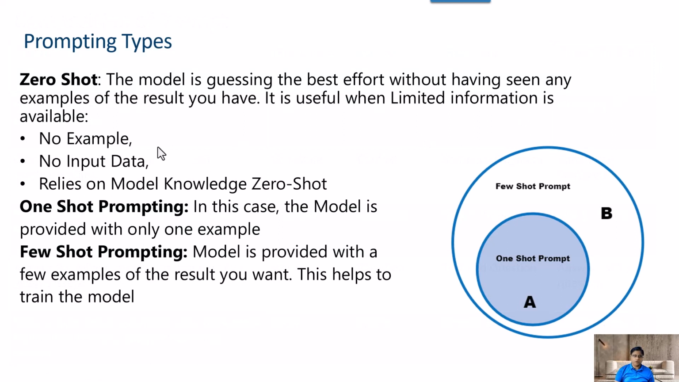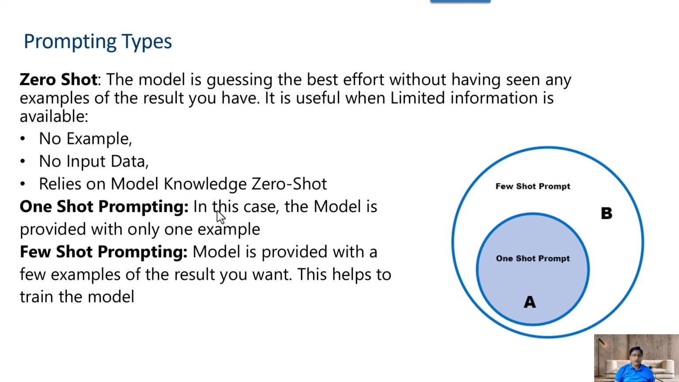Prompt types. So there are 3 prompt types: zero shot, one shot, and few shot. So why is zero shot used? Let's understand it. Whenever you want a model to guess with best effort without having any example, then you use zero shot prompting. In this prompt, there is no example given and no input data is given to the prompt, and the model relies on its own knowledge, and it does not require any example. It's not that you don't want to give the example, it is that you don't even have an example. So that's why you are not giving an example.